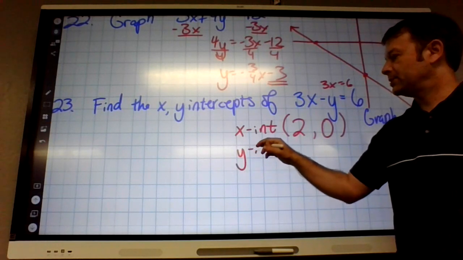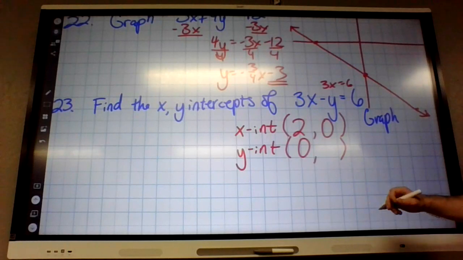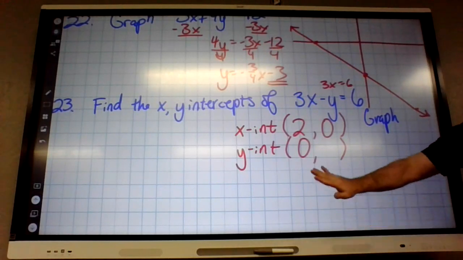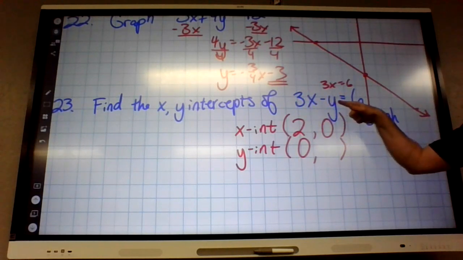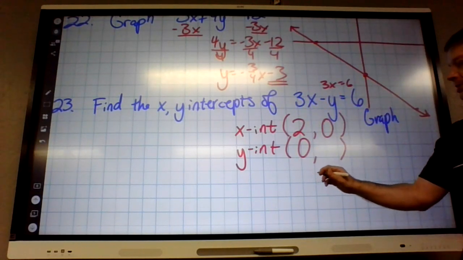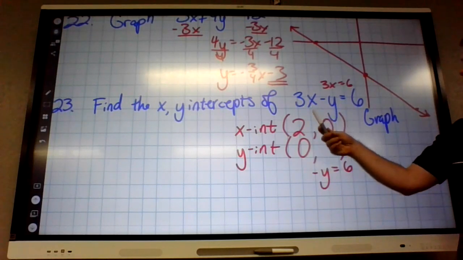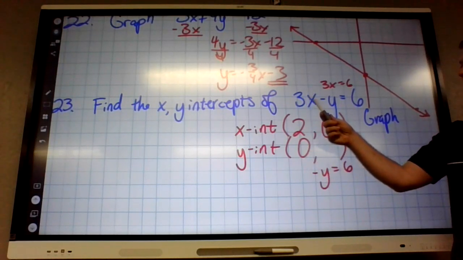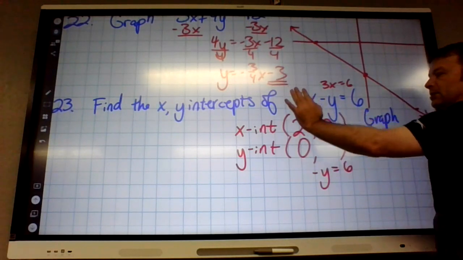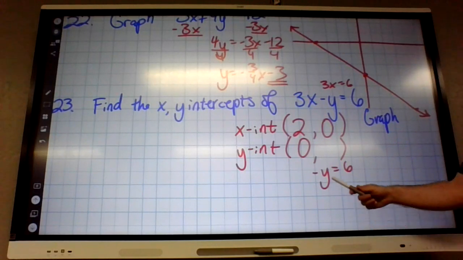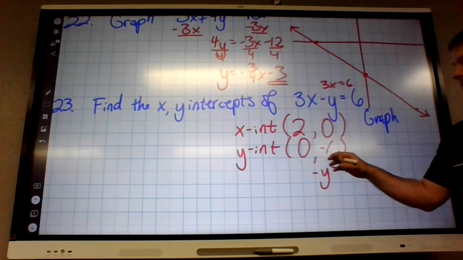And for the y-intercept, do the opposite. Put in 0 for x. If I put in 0 for x, 3x goes away, but I have negative y equals 6. Put 0 in for x, 3 times 0 is 0, so it's gone. So you get negative y equals 6, and then you multiply by -1, and you get y is negative 6.